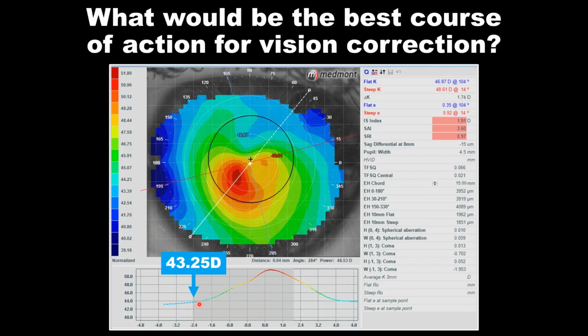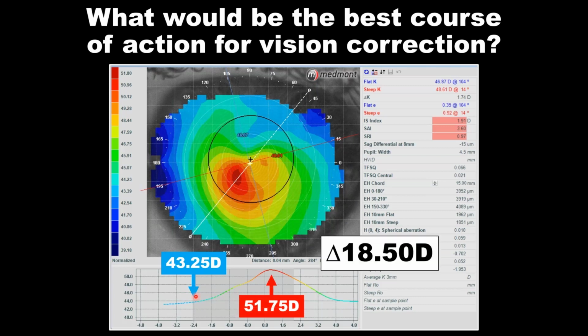And within the pupil, we see 43.25 diopters, steepest point, 51.75. That's an 18.5 diopter distribution of power within this cornea, within this pupil. I'm thinking a soft keratoconic lens is going to really struggle to mask that astigmatism, that rigid lens optics are most likely the best call for this patient.